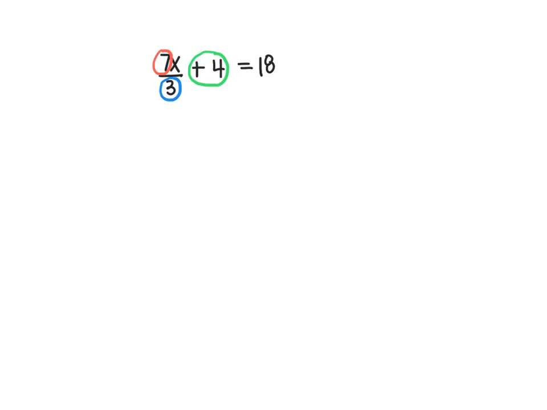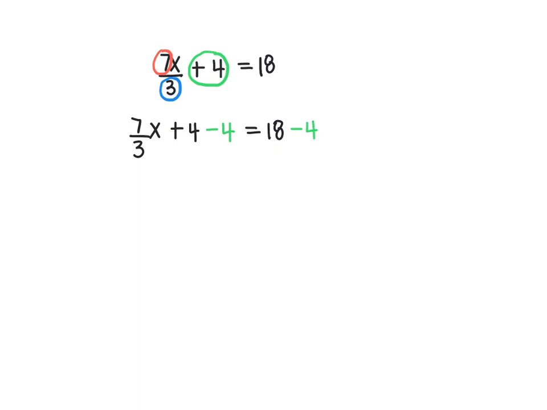So we'll begin by getting rid of that plus 4. And to do so, we're going to have to subtract 4 from both sides. So we'll begin by taking our 7x divided by 3, and we will look at our adding 4, and we'll remember that the opposite of adding 4 will be to subtract 4. And remember, if we do it to one side, to maintain the balance of our equation, we have to do it to the other side as well.